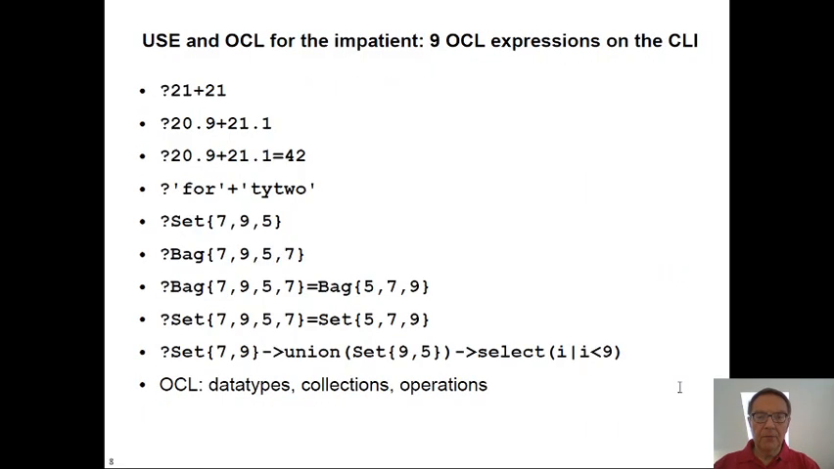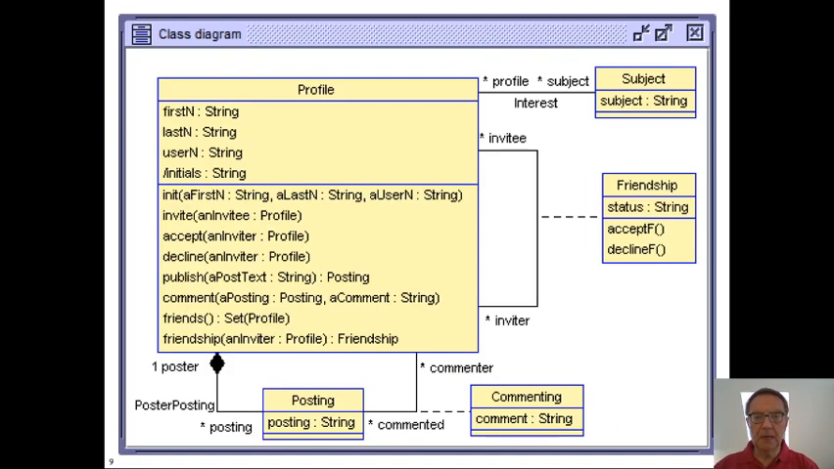We have done already a lot of things. In particular, we are discussing an example model for a social network, and the part that we are concentrating on today will be the class Profile and the class Subject. There's a binary association between Profile and Subject. The association is called Interest. It's a many-to-many association, star-to-star multiplicity here.